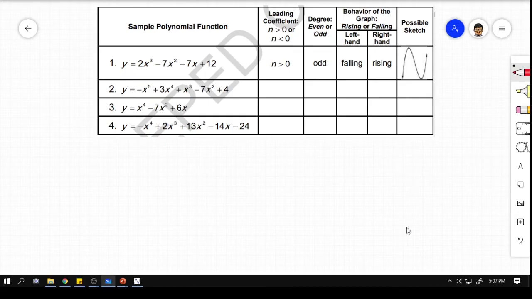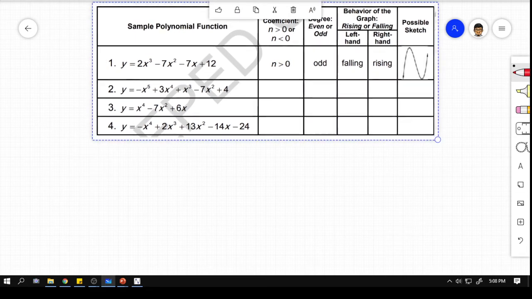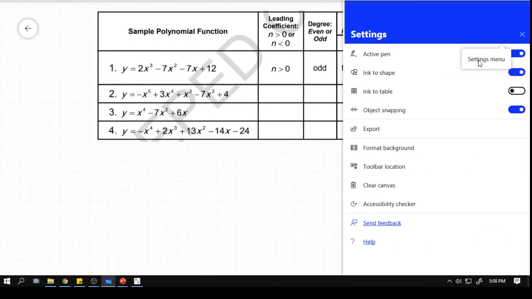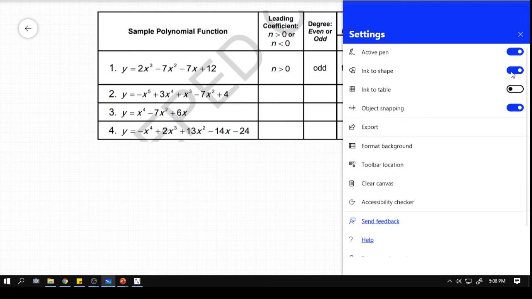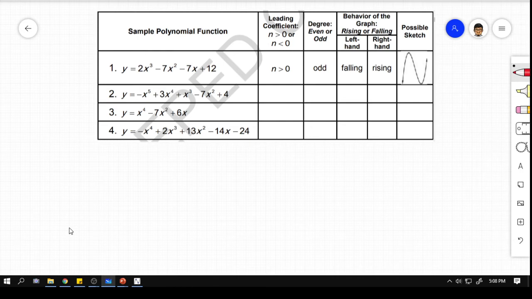Let's have an example. Say, these are the sample of polynomial function. Sabi niya, number 1, y is equal to 2x cubed minus 7x squared minus 7x plus 12. So, step 1, look for the leading term. Leading term is the term that contains the highest degree. 3 is the highest degree. Correct? So, therefore, 2x cubed is the leading term.